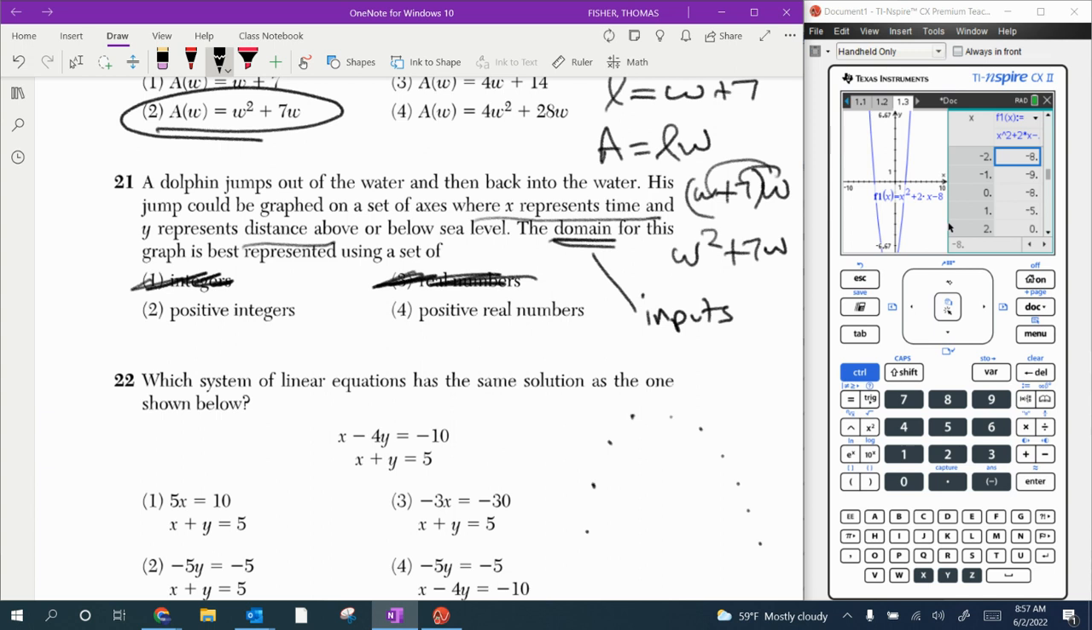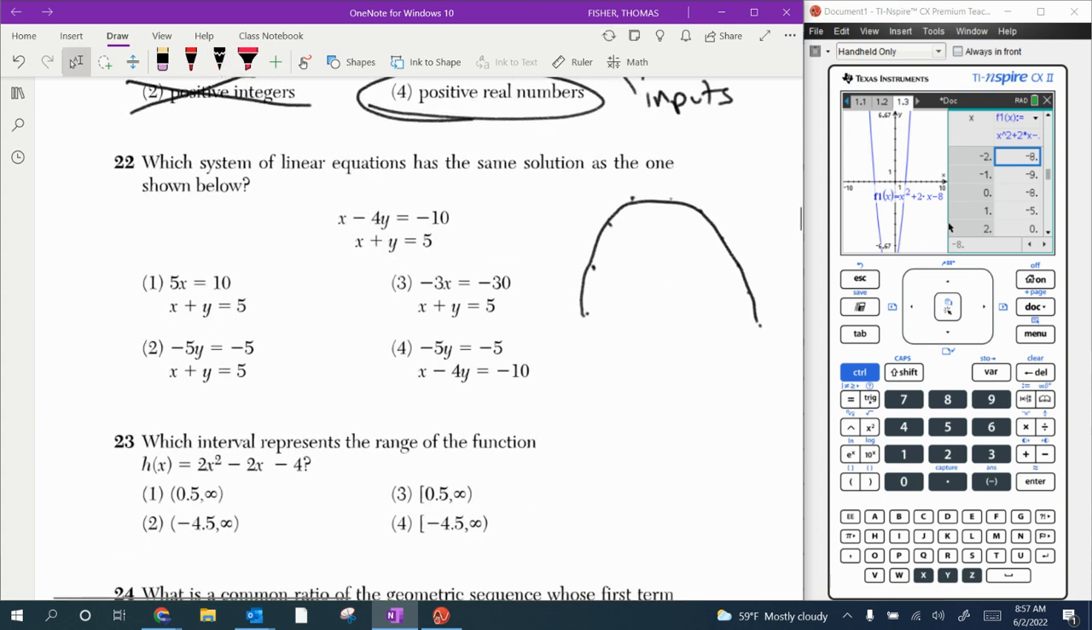So we would assume that the jump is continuous, time is continuous. So decimals make sense, which is why we want the real numbers. We don't want integers because that would be no decimals. For this one here, we're looking to see which solution or system has the same solution.